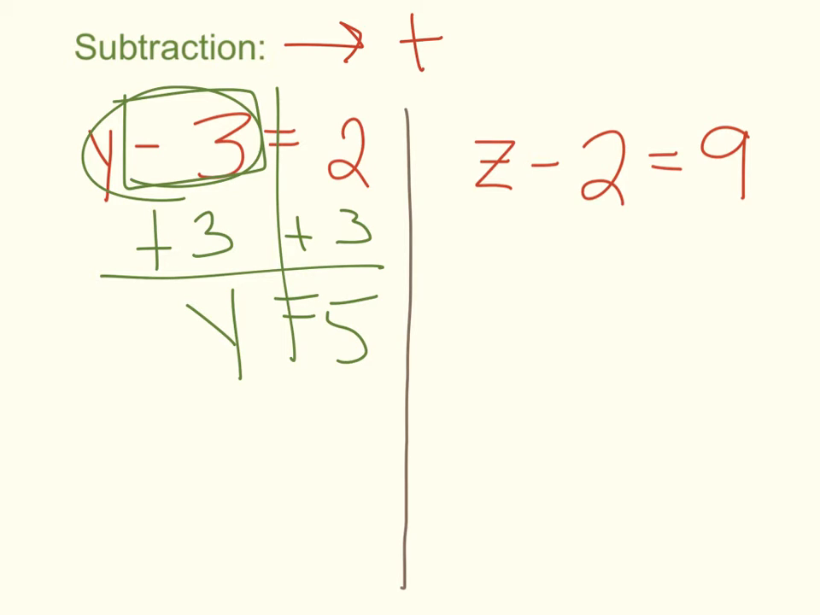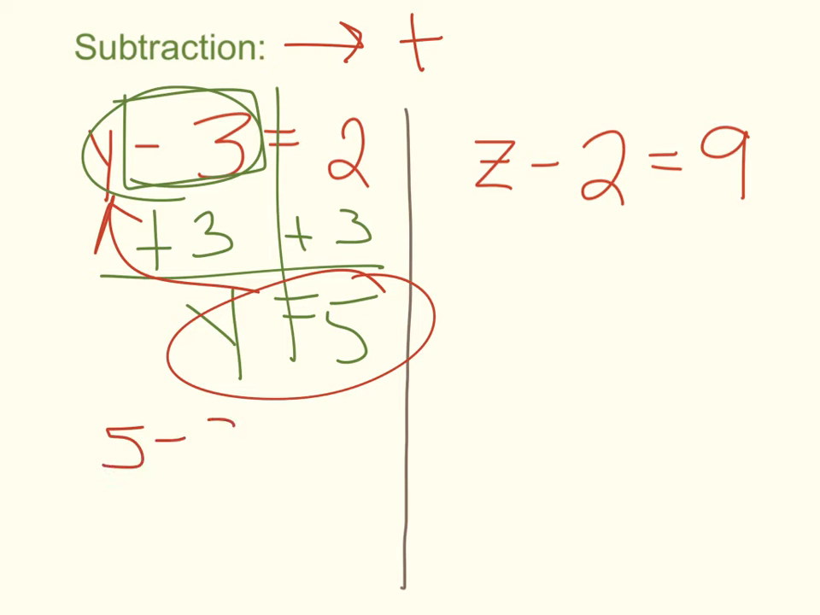Once again, I'm going to do my check. So I'm going to put 5 in for y. So 5 minus 3 should equal 2. That does work out, so 5 is my y.